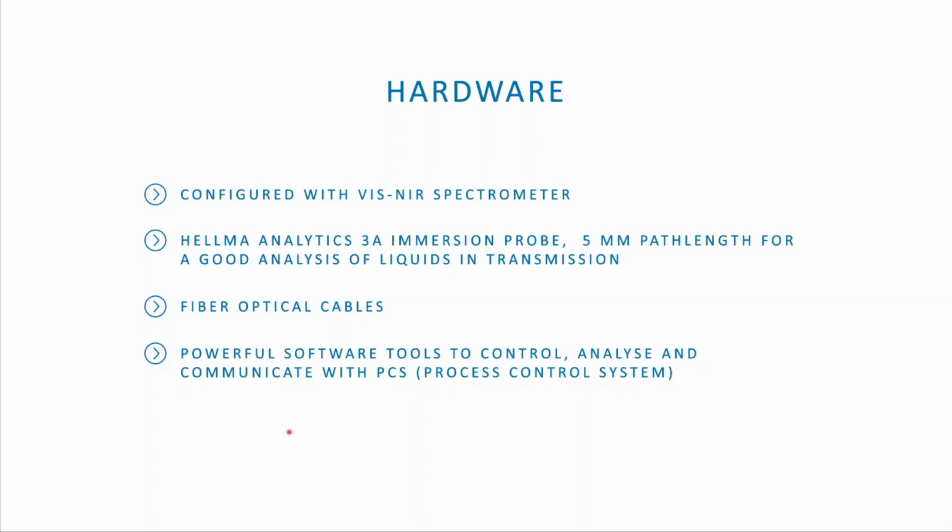For the hardware, our choice fell on a VIS-NIR diode array spectrometer covering wavelength range from 380 nanometers up to 2200 nanometers. Halogen lamp source, of course. Hellma analytics fibers and 3A immersion probe with 5 mm path length for a good analysis of liquids in transmission. The configuration must be well integrated with the process control system. A powerful software with wide availability of communication protocols and easy to use setup makes the difference.